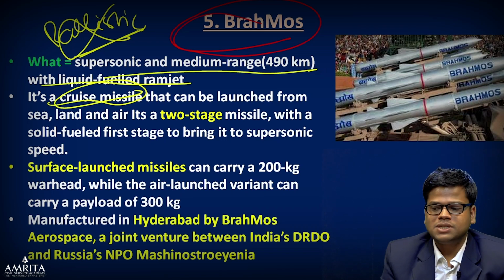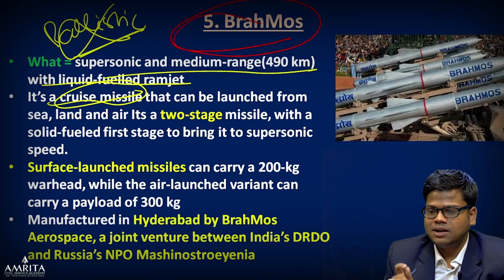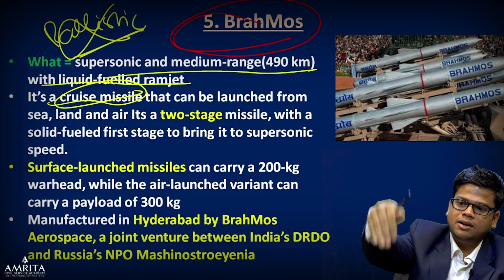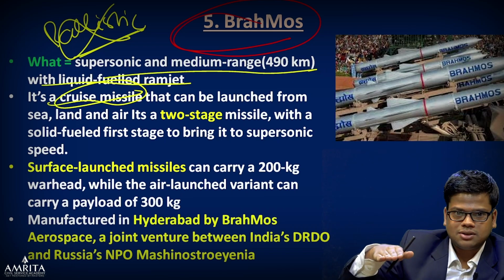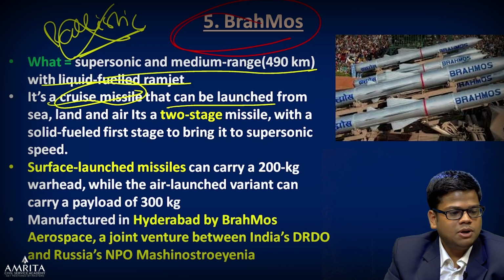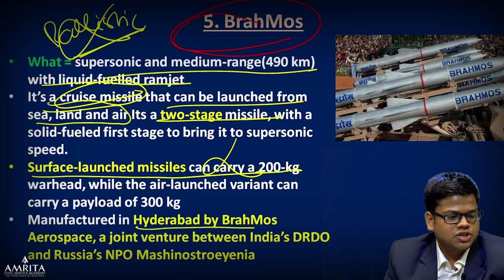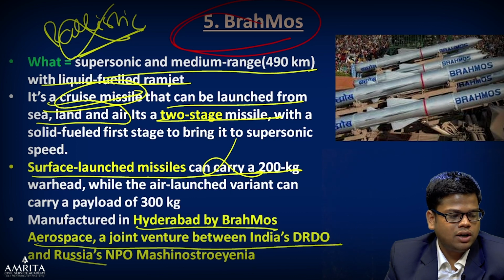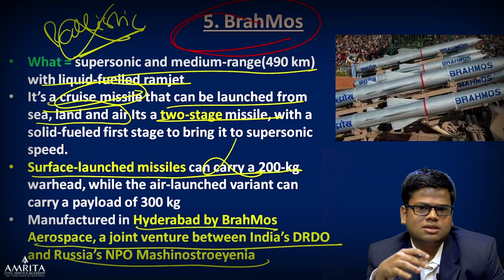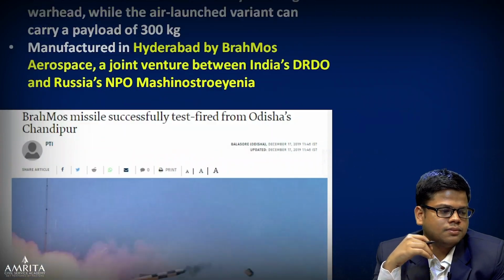A ballistic missile, if you fire it, will go up and then come down. A cruise missile goes like this, right? A cruise missile can be launched from the sea, air and land. It has 2 stages. The surface launch version is the one we can carry only, that's not too important. It is manufactured in Hyderabad by BrahMos Aerospace, a joint venture between India's DRDO and Russia's agency.